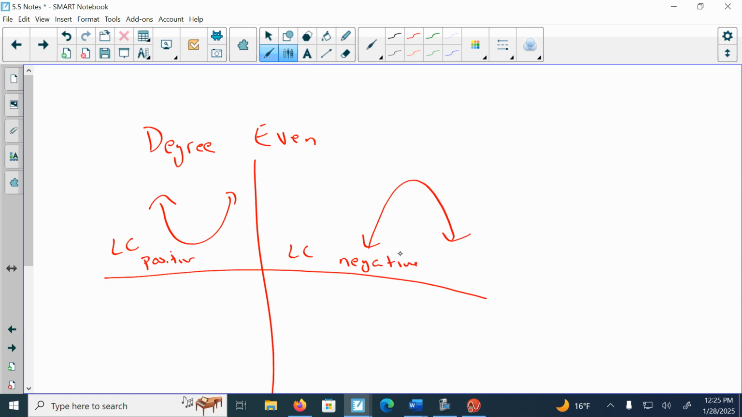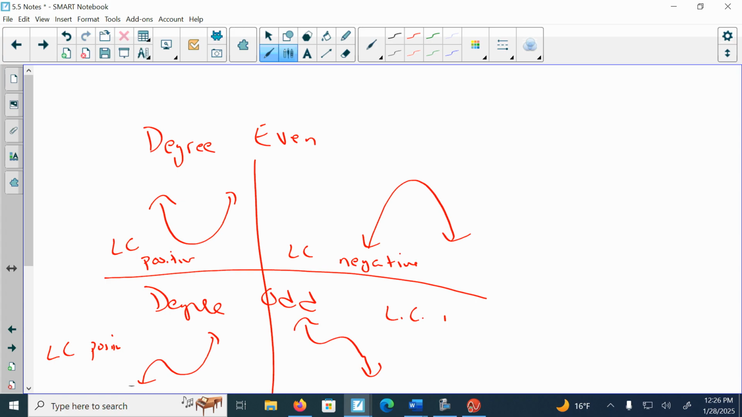And then the one that I just did was an odd degree, because it was raised to the third power. My lead coefficient, that does something like this if my lead coefficient is positive. And it goes something like this if my leading coefficient is negative. So you should remember those from algebra 2.